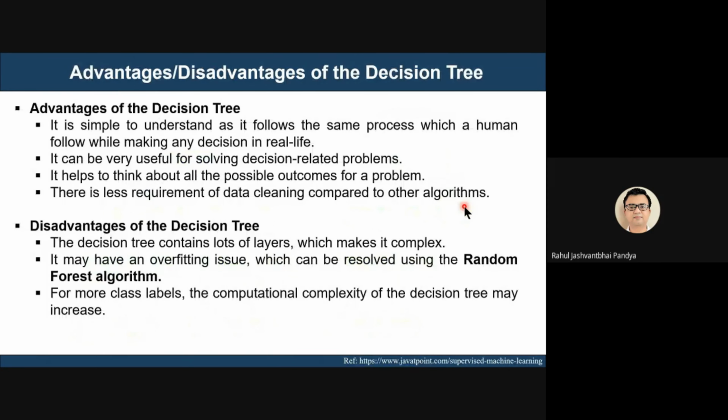So there are certain advantages and disadvantages of the decision tree algorithm. Firstly, the advantage is that it's simple to understand as it follows a tree structure, like a human thinking process. So it's linked with real life experiences, and it's easy to understand. It is very useful for solving decision related problems.